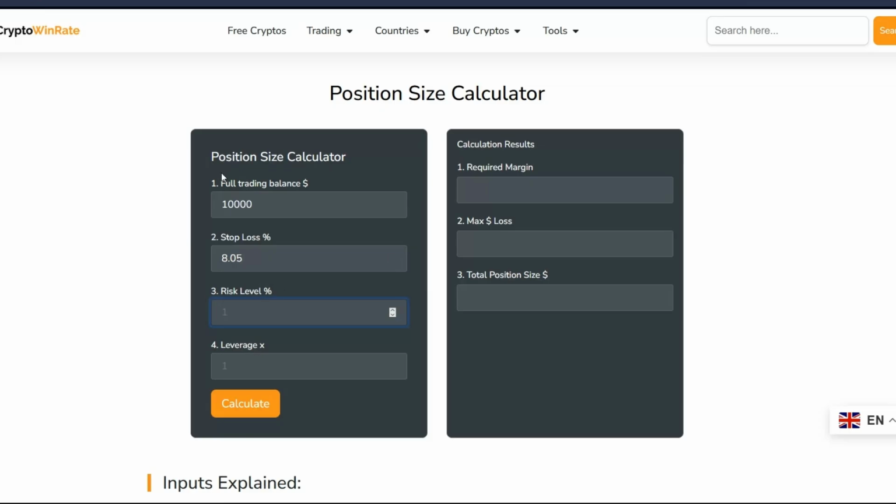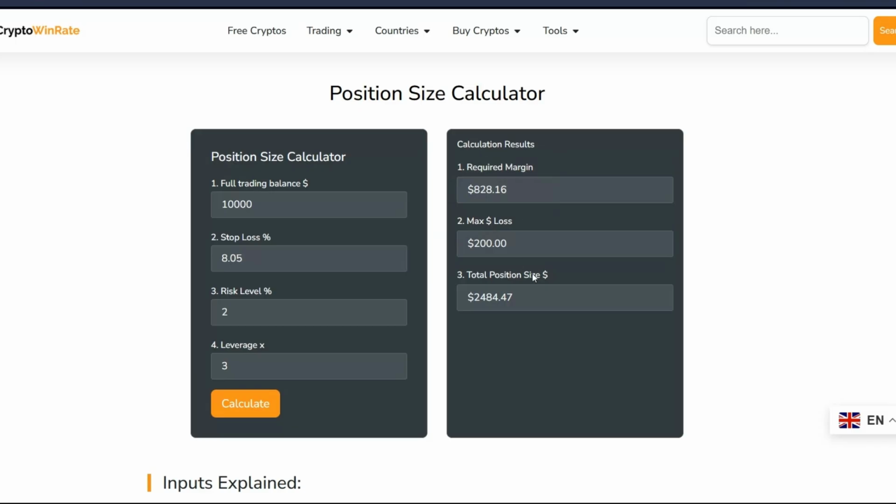Now, risk level. That's the percentage of my full trading balance that I'm willing to risk if the price goes against me and hits the stop loss. So it's going to be 2%. And the leverage that I want to use, I don't like to use more than 3, to be honest. But I mean, you can go crazy. I would never do 10 or higher. But anyway, a lot of people use 5. I'm just going to go with 3 because I like to sleep at night and not be very worried. And I'm going to hit calculate and it's going to tell me the required margin, the maximum loss, as you can see, 100, and the total position size.